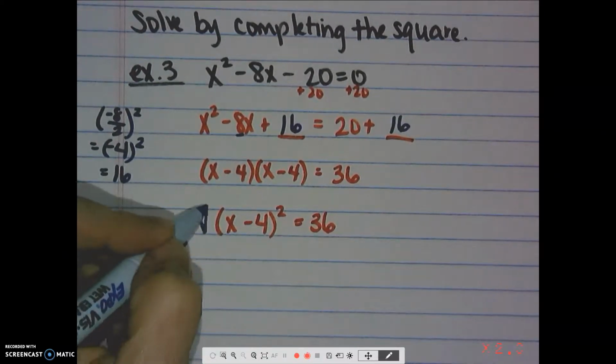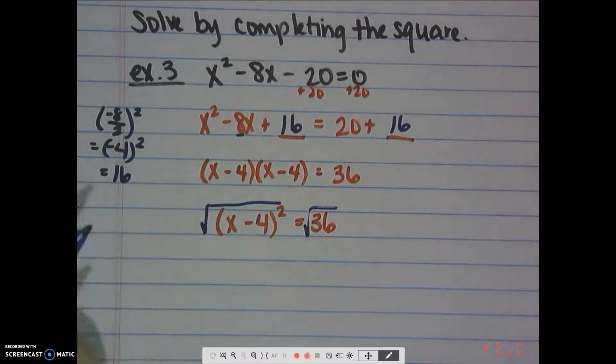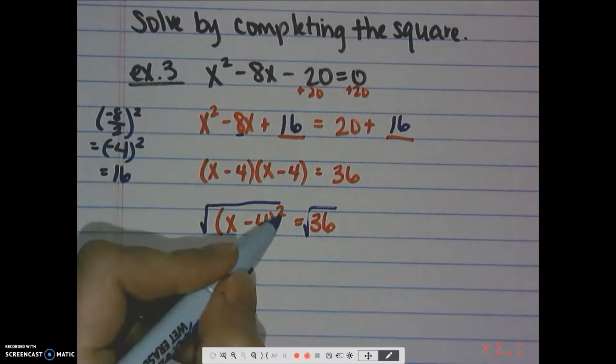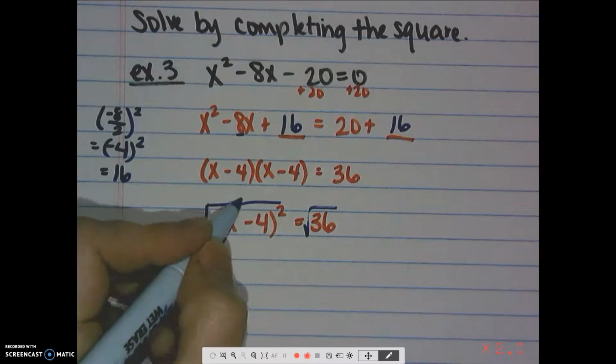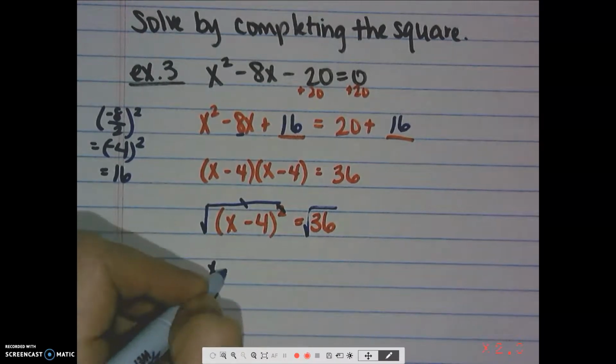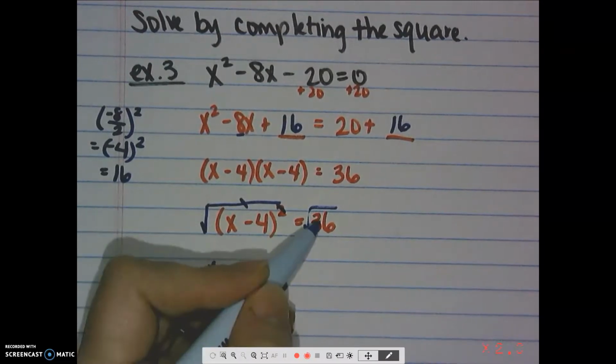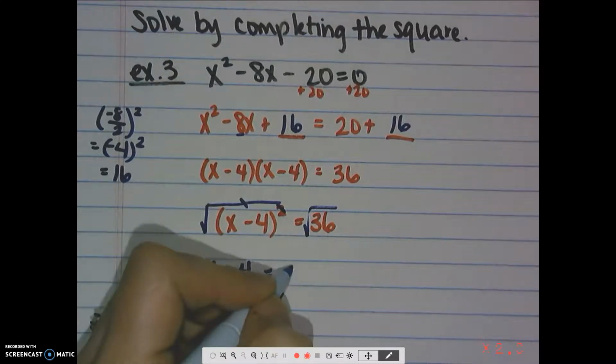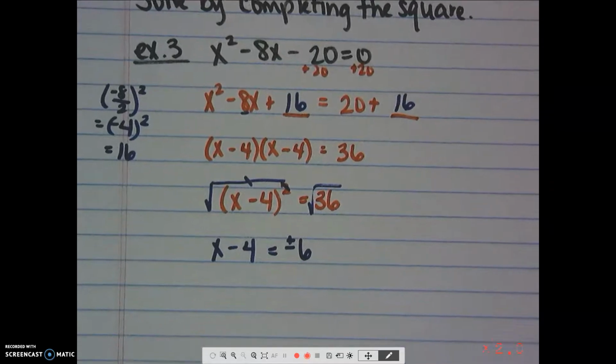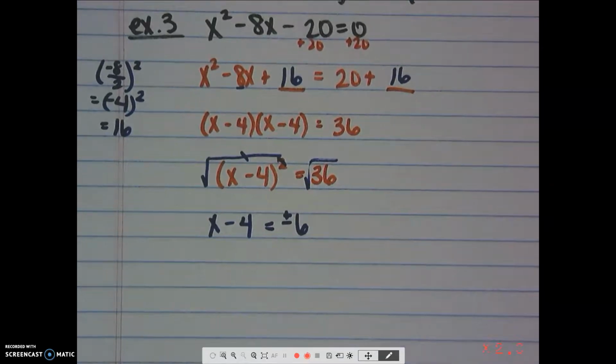So that means that we're going to take the square root of both sides. And when we take the square root of a square, those two things are going to go away, and we're left with x minus 4 equals. Now, the square root of 36, we could either get positive 6, or we could get a negative 6, because negative 6 squared gives us a positive 36. Positive 6 squared also gives us a positive 36.